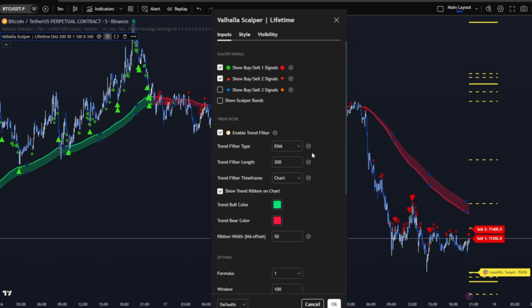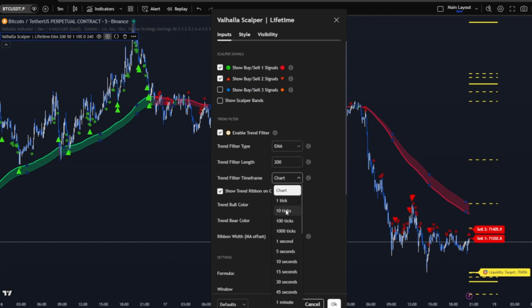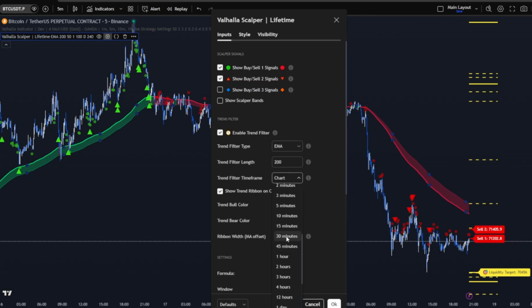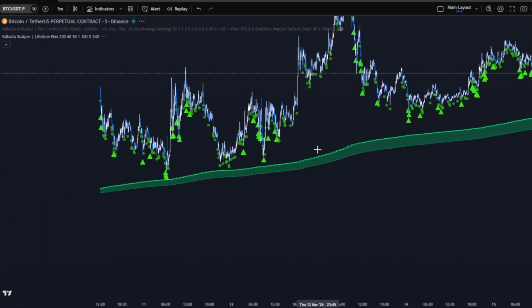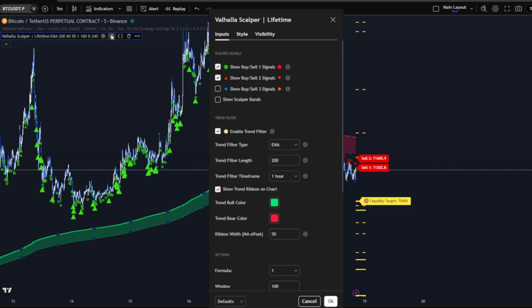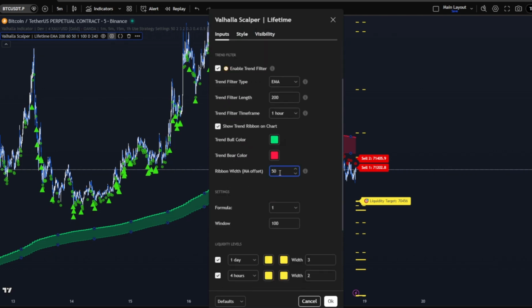In the settings, you can customize this. By default, it uses a 200 EMA, which works great for most setups, but you can switch to SMA, VWAP, Hull MA, or double EMA, whatever fits your style. The really powerful part is the time frame setting. You can leave it blank to use your chart's time frame, or set it to something higher. For example, if you're scalping on the 5-minute chart, you can set the trend filter to the 1-hour time frame. Now your 5-minute scalps are aligned with the 1-hour trend. This is what I personally recommend. The ribbon width setting controls how thick the ribbon appears. That's just visual, it doesn't affect the signals.